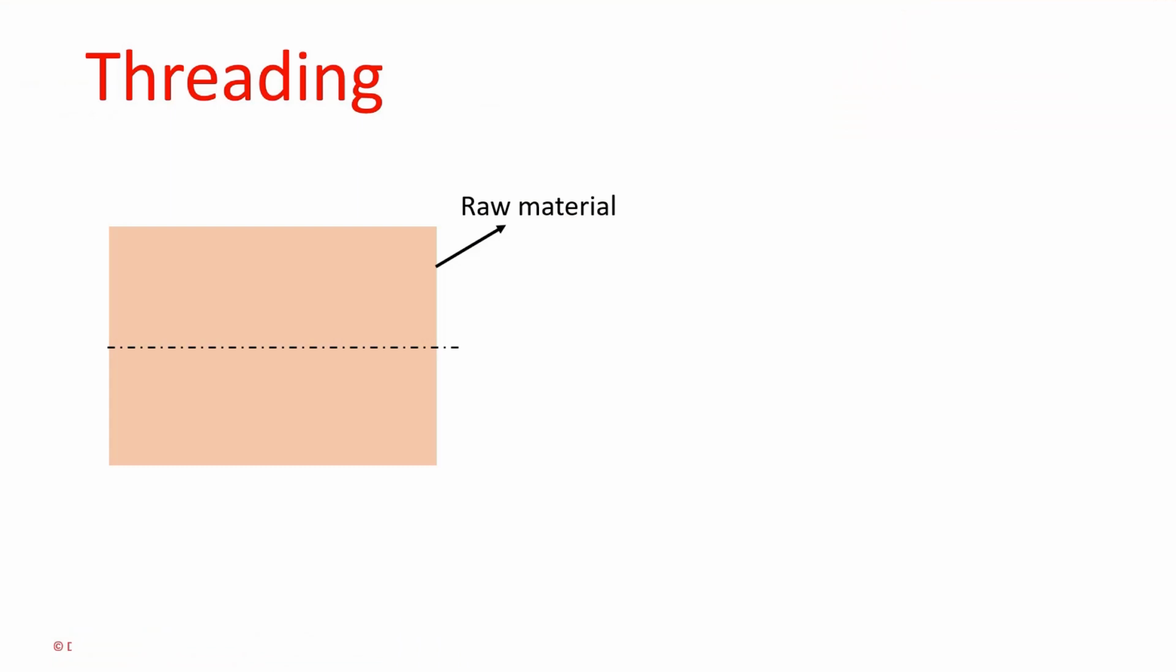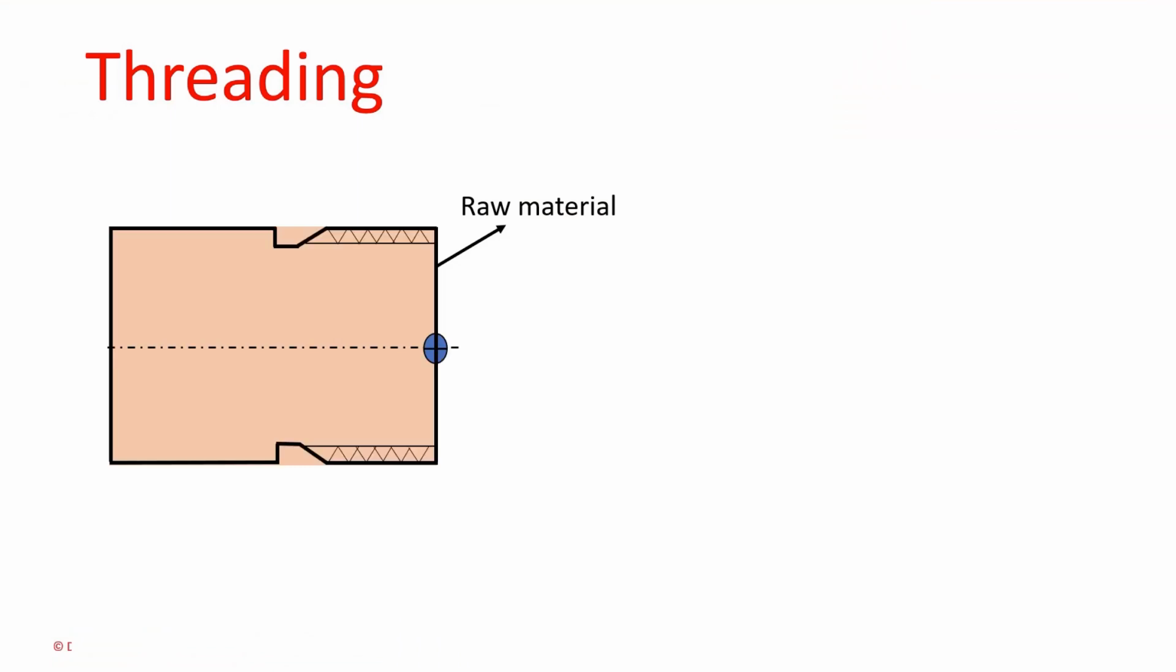This is the raw material. In this raw material, we need to create this type of component. For this component creation, we have to do two types of programs. The first one is undercut, and the second one is threading. Why is undercut required before threading? The undercut operation is created for thread relief.